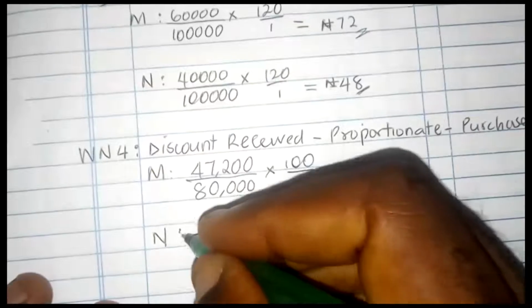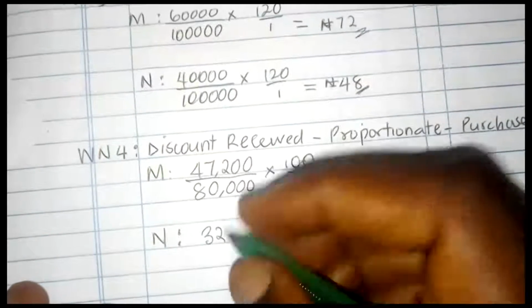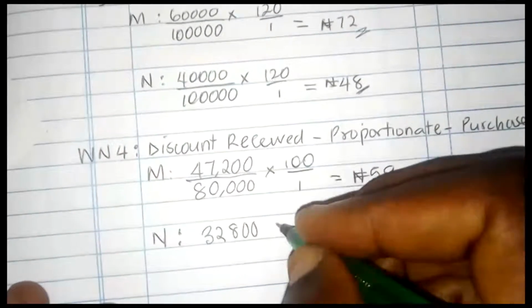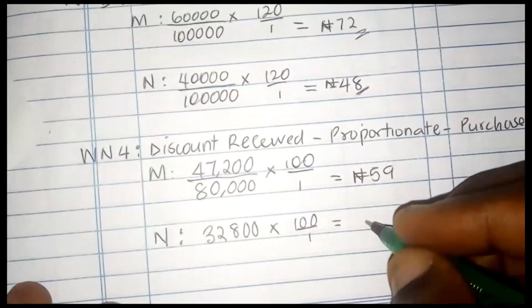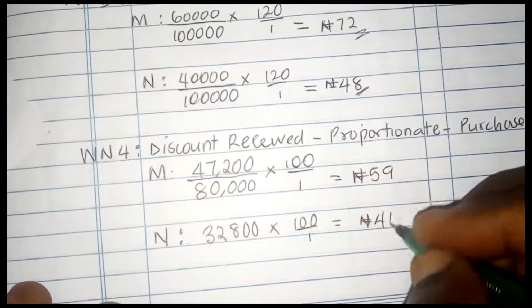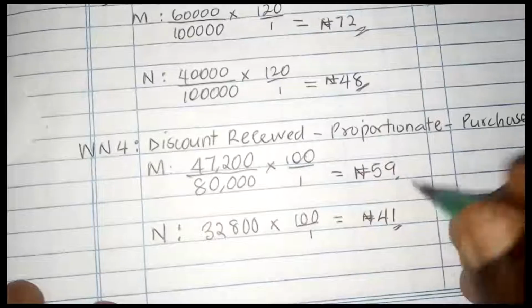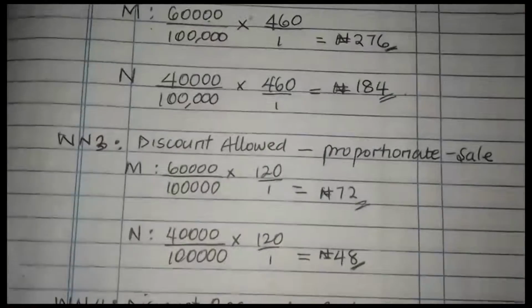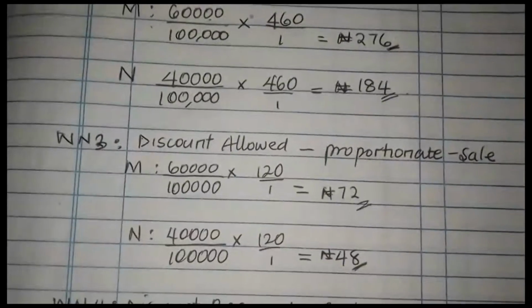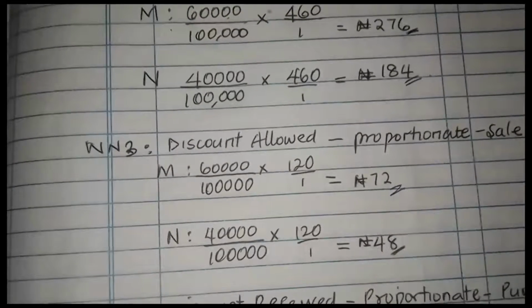If you remember, we have done this in the last class. 800 multiplied by 100 all over 1, and this will give you 41 naira. So if you add these two together, it must give you the 100 naira. All right, now let's look at the next page.